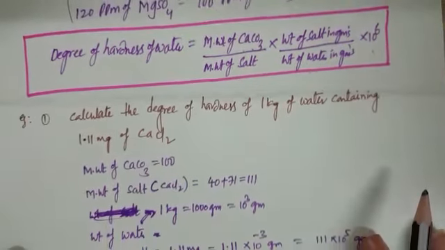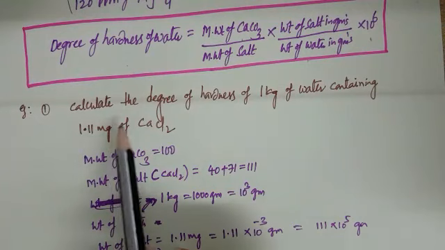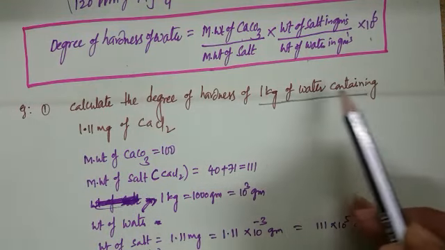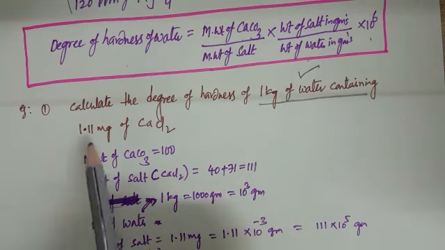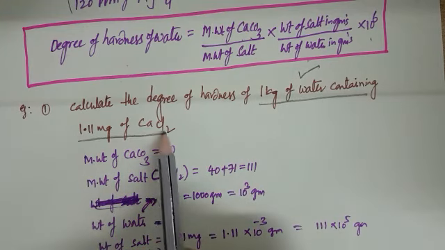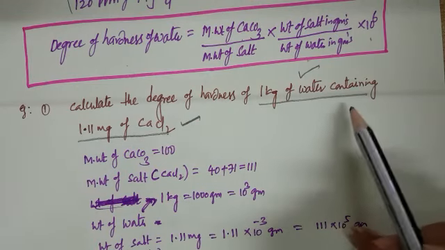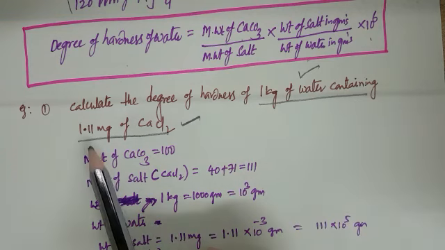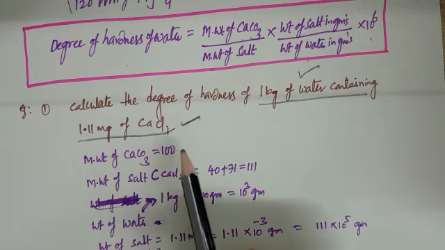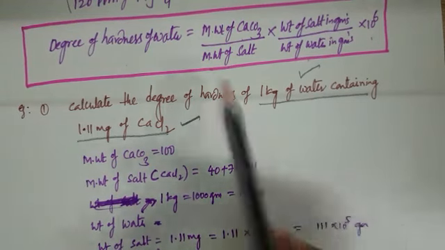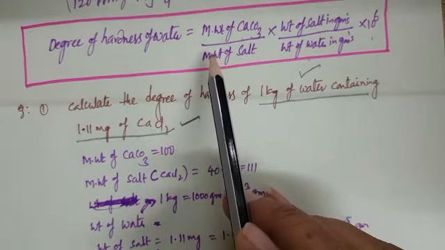So just see one problem. Calculate the degree of hardness of 1 kg of water. You have 1 kg of water. In that, 1.11 milligrams of calcium chloride is there. Everyone understood? You have 1 kg of water. In that, 1.11 milligrams of calcium chloride is there and it is asking for hardness. So what is the formula?